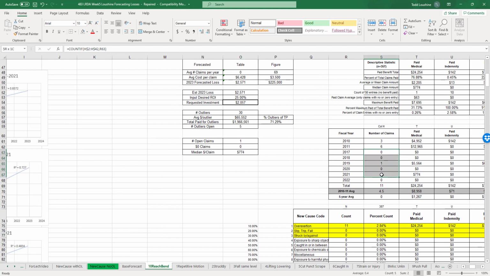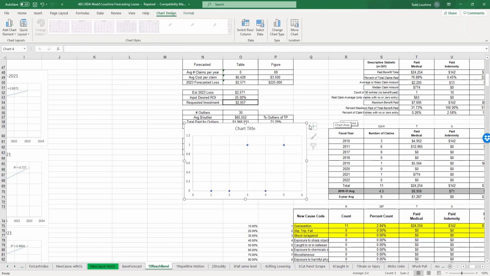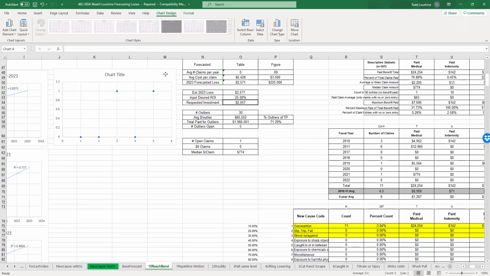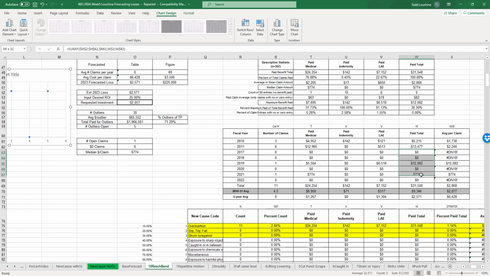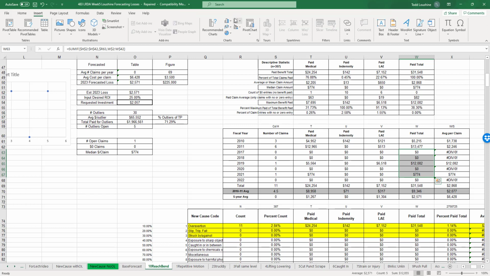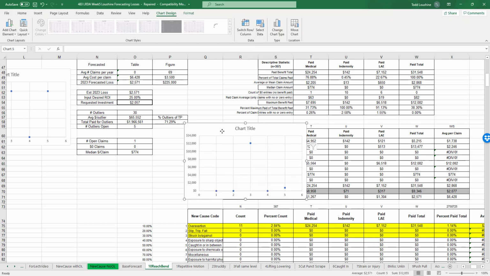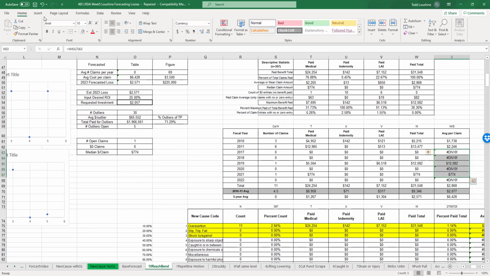So 17 through 21, insert. And then I'll do total paid, 21. That's fiscal year 21. Okay. Now let's do the average paid, 17 through 21. This isn't looking good.